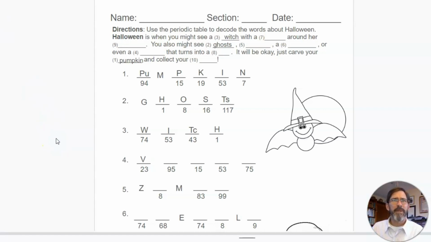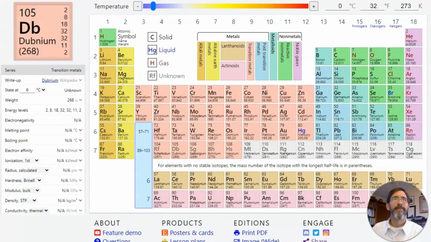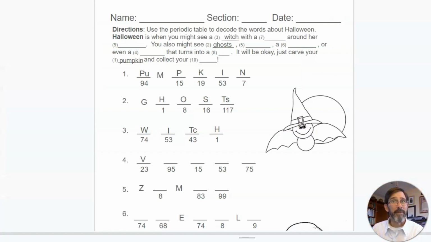Next atomic number, number 95. Number 95 is found on one of those islands outside of the table itself, the actinides. Americium, capital letter A, lowercase m. Above number 95, go ahead and enter a capital A with a lowercase m.